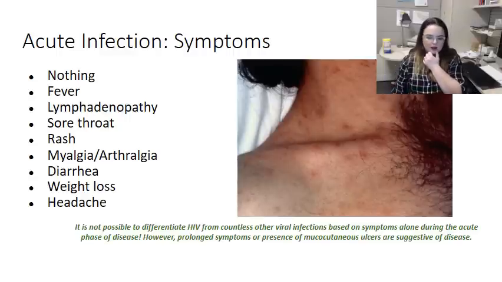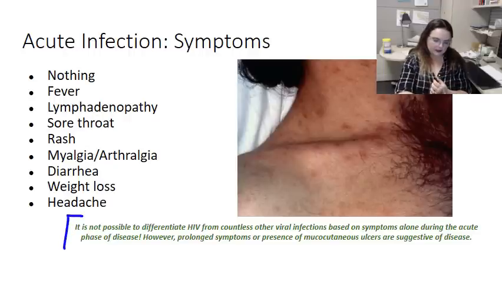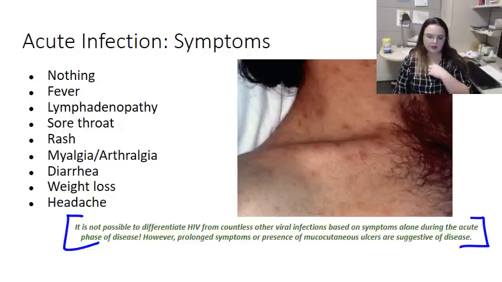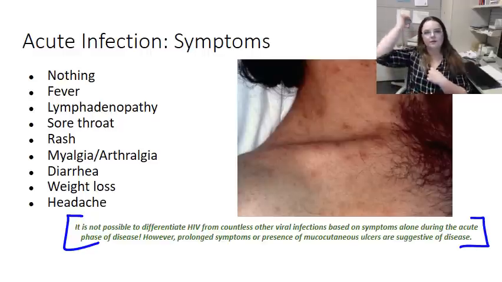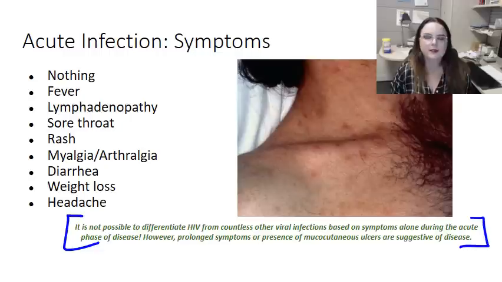Okay, acute infection. The first thing that I want to make sure everybody is really clear on is this. If you have a patient who comes into your office and says, I have a fever and lymphadenopathy, or you felt lymphadenopathy, sore throat, history of diarrhea, myalgia, arthralgia, you can't hear those symptoms and say, it's HIV. You have to think of the whole clinical picture. It's not possible just on symptoms alone to look at a patient and say, this is HIV, or almost more importantly, this is not HIV. That's where you need diagnostic testing.